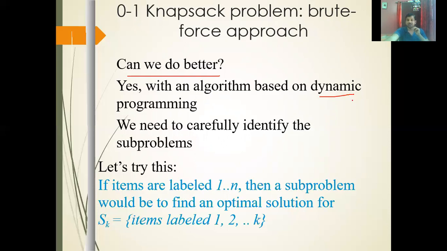So this is the strategy we adopt in the case of dynamic programming. We need to carefully identify the sub-problems. If the items are labeled as 1 to n, then a sub-problem would be to find the optimal solution for S of k, items labeled from 1 to k. So some part I will be considering for the smaller size problems, that we call sub-problems here.